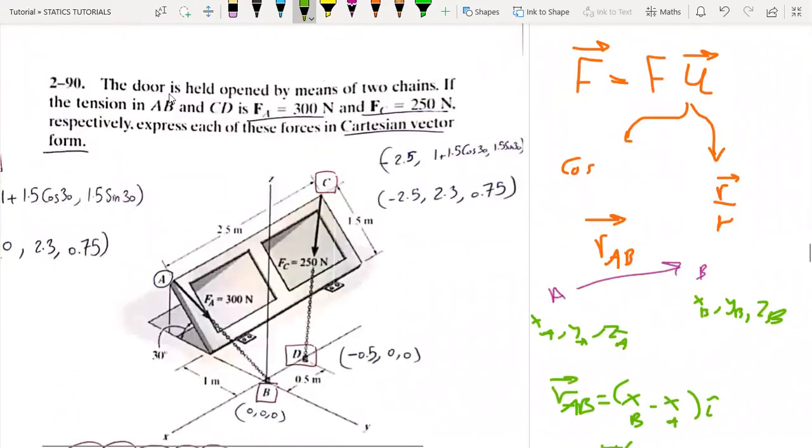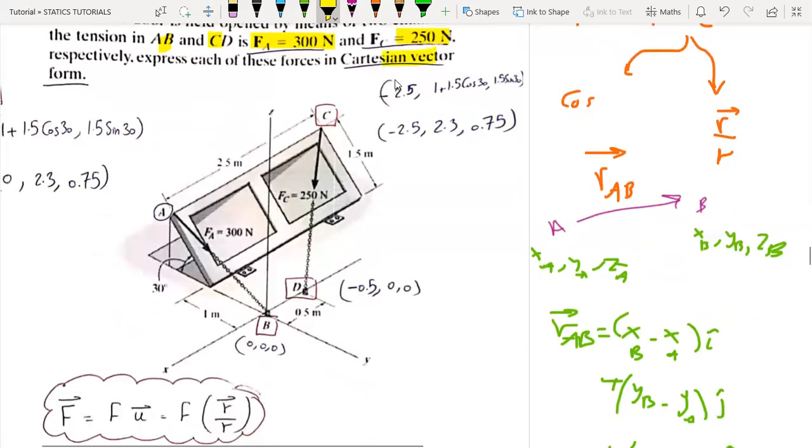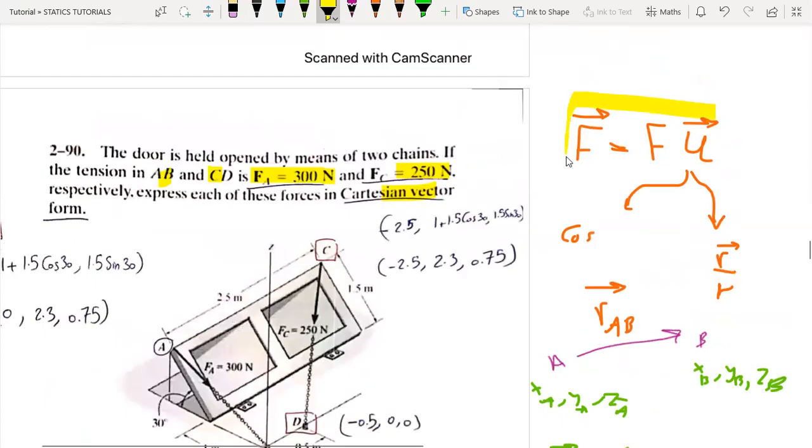Here the idea of this problem is just to construct the position vectors correctly. It is given that the tensions in AB and CD are 300 newtons and 250 newtons respectively. Express each of these forces in Cartesian vector form. So we are going to just use this equation.